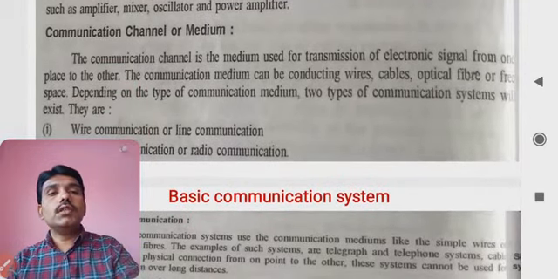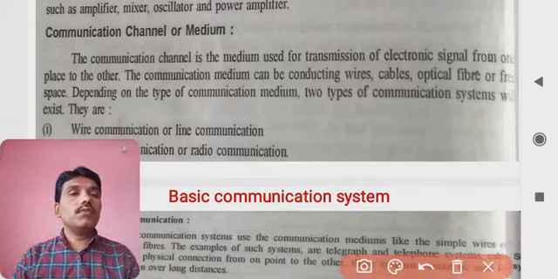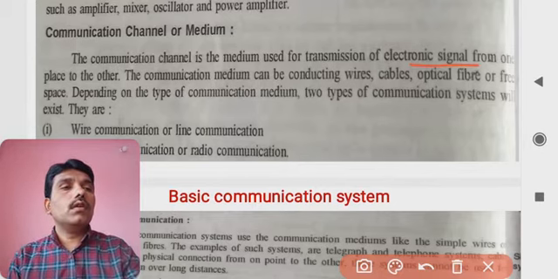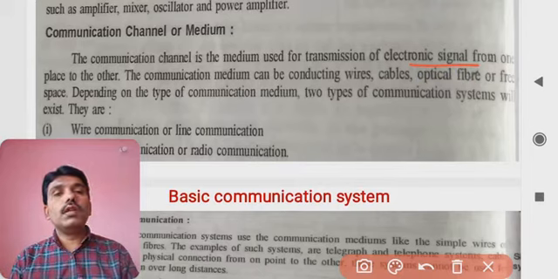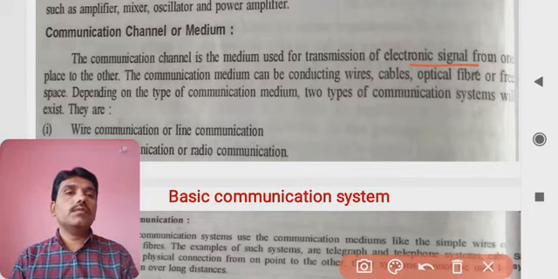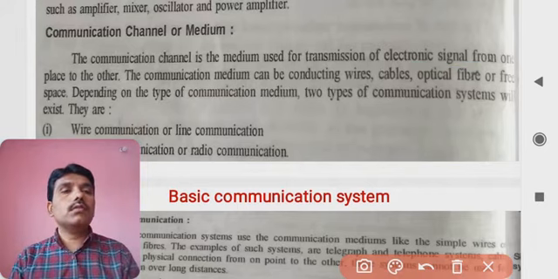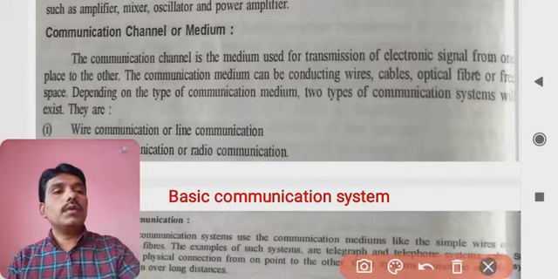Now the communication channel, or the medium used for the transmission of electronic signals, is of two kinds: either in line format, that is wire communication or line communication, or wireless communication. These two types of channels or communication media are used for the communication system.